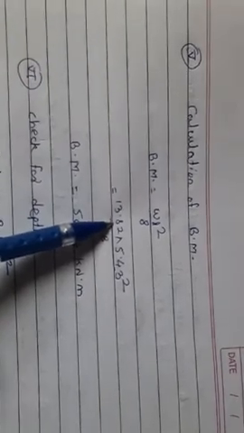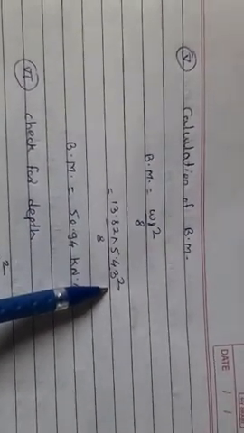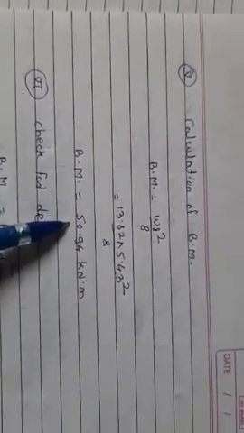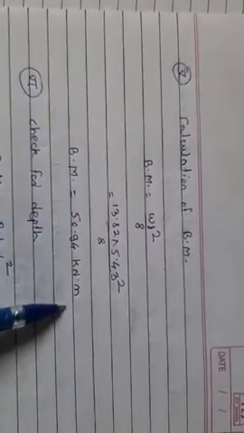Then the next step is we have to calculate the bending moment, which is given as WL square by 8. So 13.82, that is load, into 5.43, that is span square, divided by 8. So after simplifying this one, we are getting bending moment as 50.94 kilonewton meter.